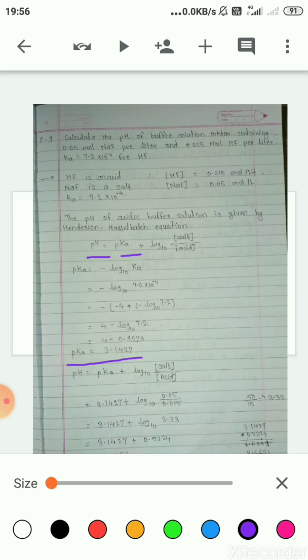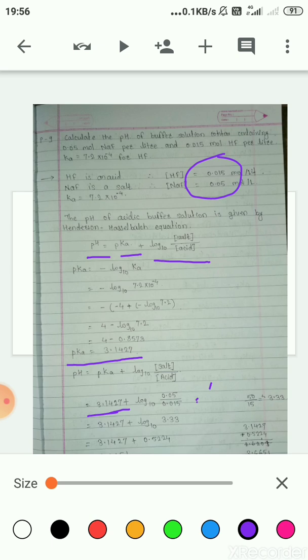pH is equal to pKa plus log to the base 10 of concentration of salt to the concentration of acid. So write down the values and put the values of concentrations of salt and acid also. Now pKa is 3.1427 plus log of concentration of salt, which is 0.05, divided by 0.015. You can multiply here by 100 so you will get 5 by 15, or you can multiply by 1000, you will get 50 by 15.